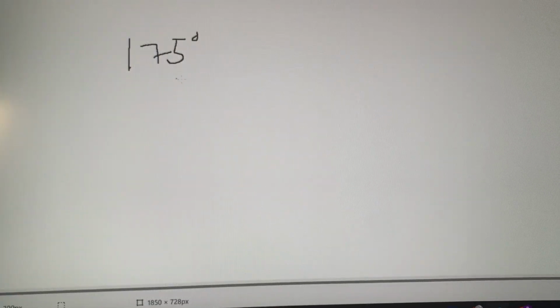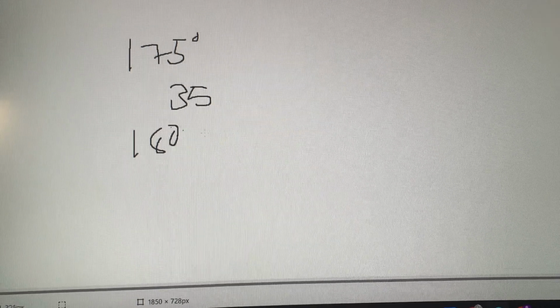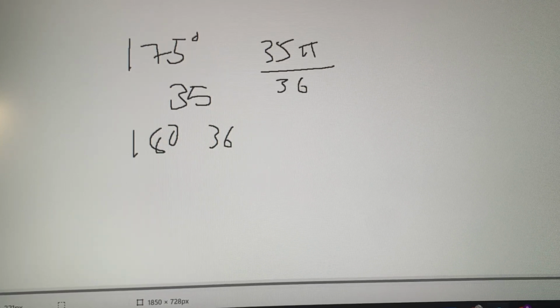All right, let's do another example really quick. Let's take 175 degrees and convert this into radians. So I'm going to choose to take out a pretty low number, just for the sake of easiness. I'm going to decide to take out a 5. Therefore, I'm going to get 35. And for 180, when I take out 5, I'm going to get 36. So then I can therefore put 35 pi over 36.